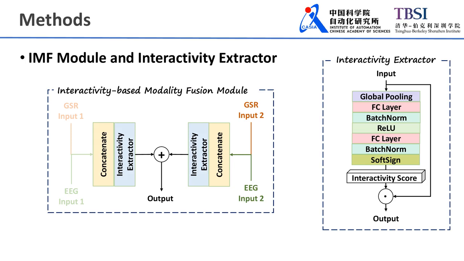Specifically, to extract the interactivity, we design EmotionNet Teacher. We design an interactivity-based modality fusion module to fully fuse heterogeneous features from each transformer encoder. The figure on the left shows the structure of the IMF module, and the right one illustrates the details of the interactivity extractor in the left figure. With the generated score, the features from different modalities are fused.